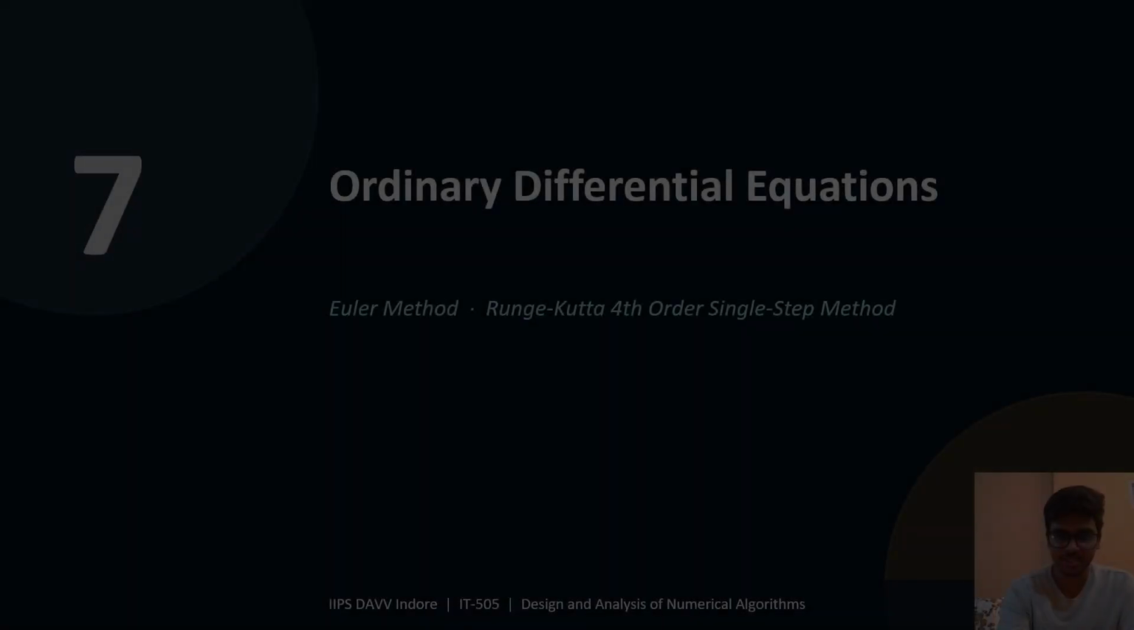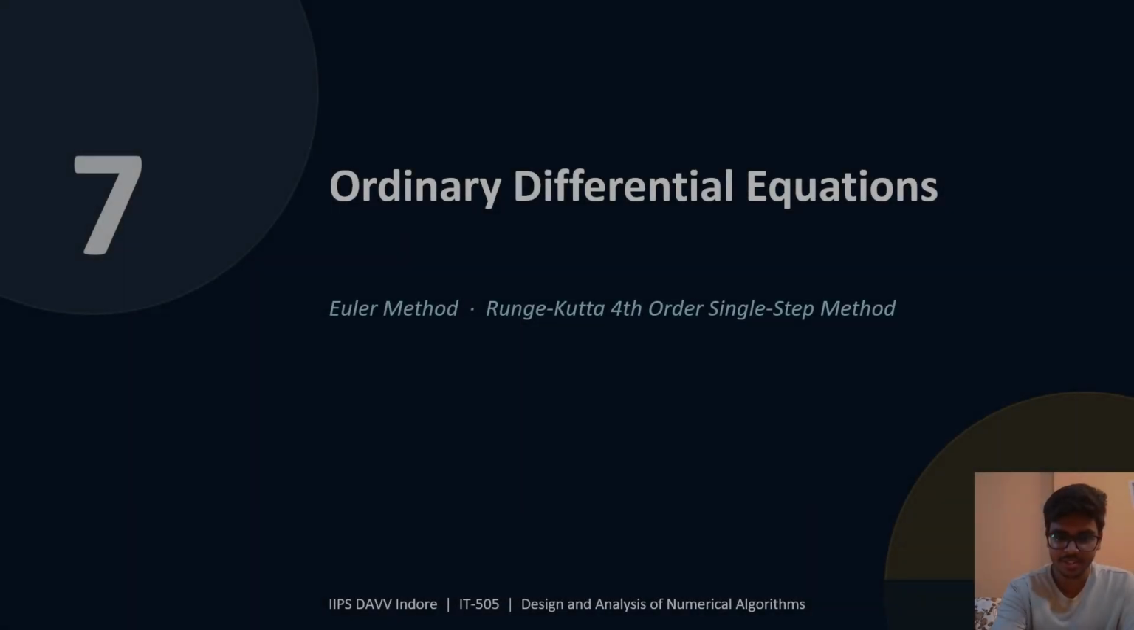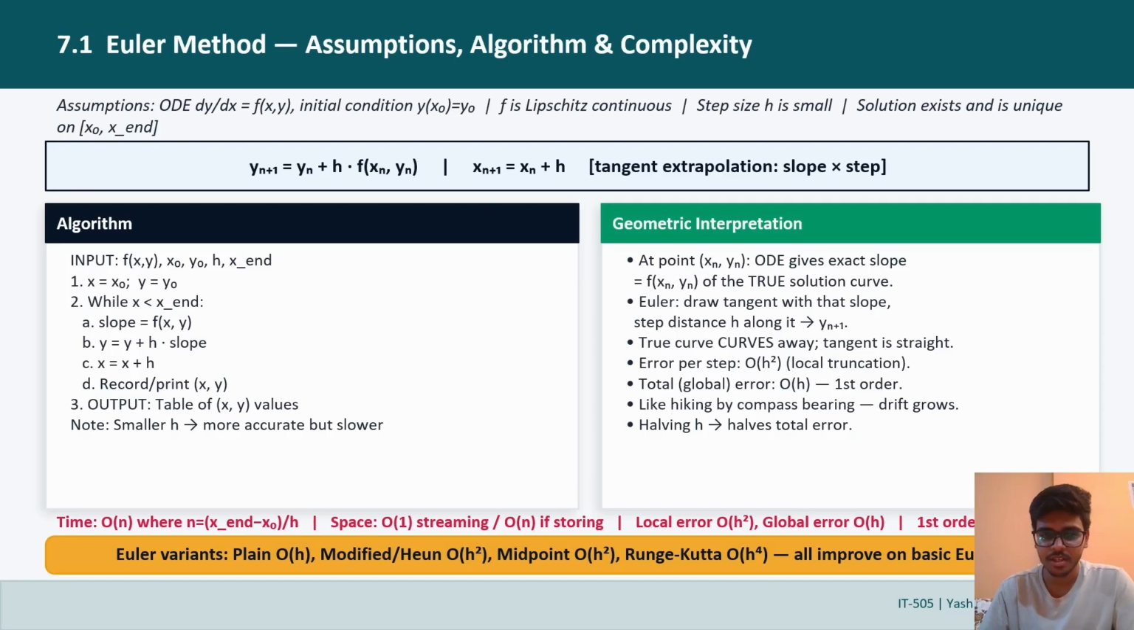Now the section 7 is ordinary differential equations. Euler method. Assumptions. The ODE is dy over dx equals f of x comma y, with initial condition y of x naught equals y naught. F is Lipschitz continuous. It guarantees a unique solution exists. The step size h is small enough that the solution does not change dramatically over one step.